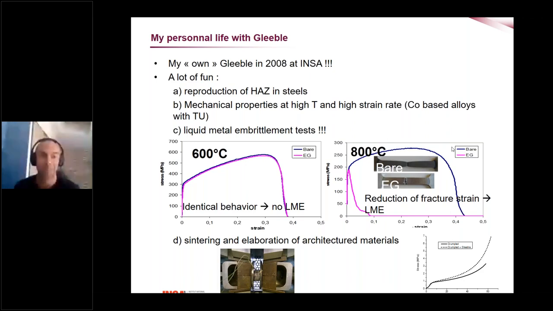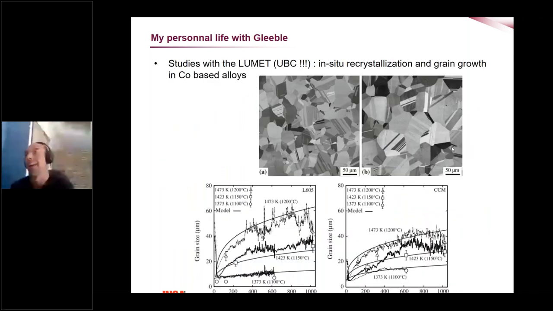Now, in some parts of the world, you have more chance than others. At UBC, they have the LUMET, so laser ultrasonic. I guess you may have already had a presentation about that in this type of seminar. I've been working with these guys to look at in situ recrystallization and grain growth in cobalt-based superalloys. You can see here some images and some curves that we were able to plot, according to time and temperature, of the evolution of grain size in this type of alloy. And to be honest, it's a unique tool to do such things. If you don't do that, you need to quench your samples, then prepare your surface and look at that under the microscope.